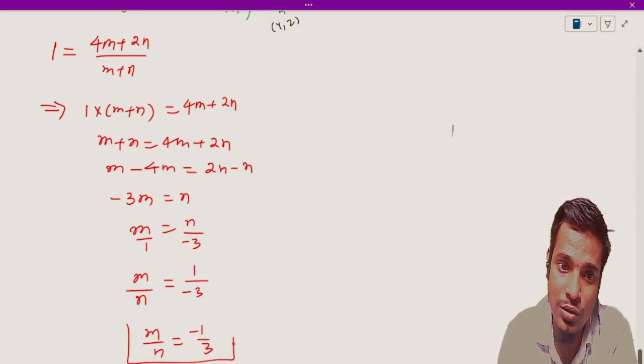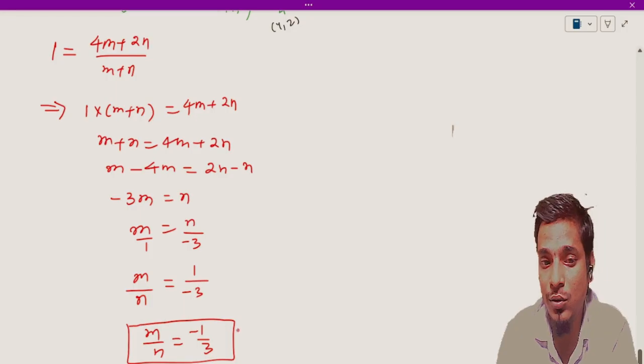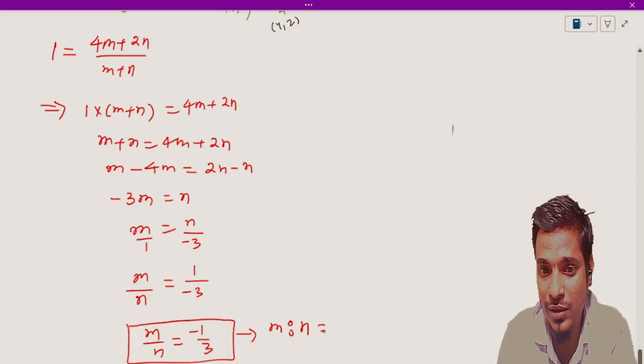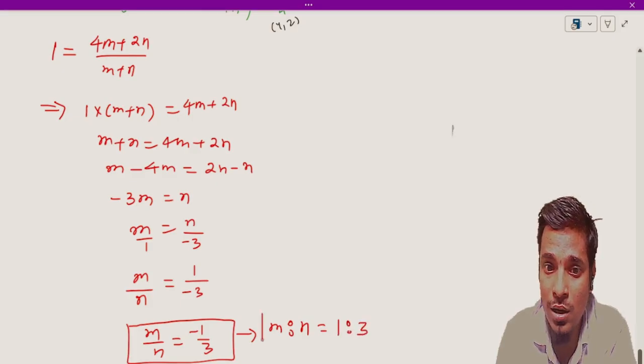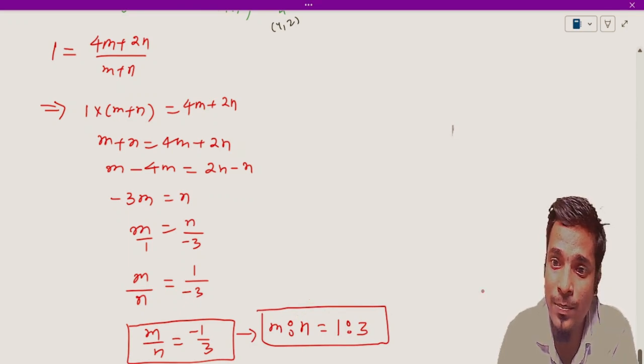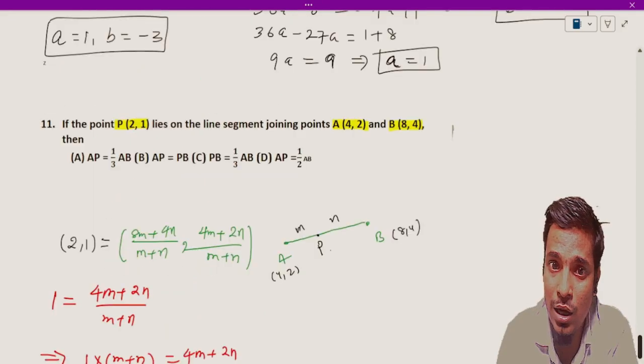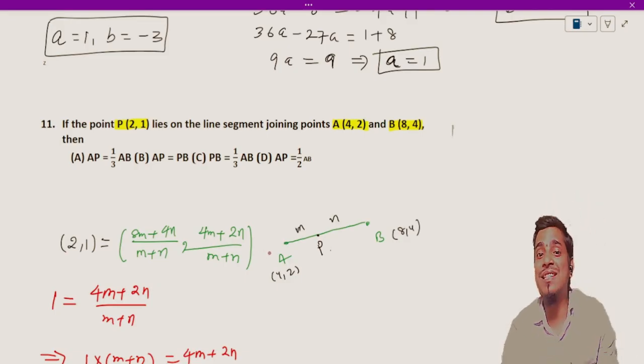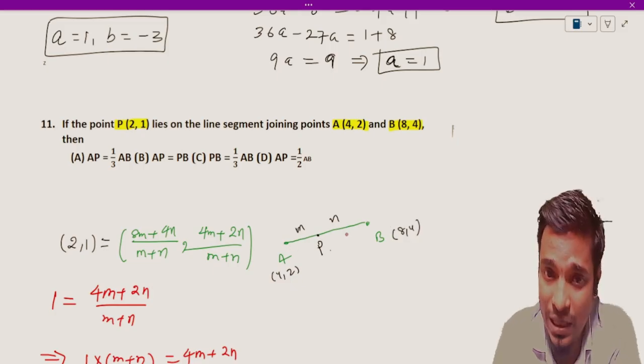As the ratio is coming out negative, and we know a ratio is not negative, it is always positive, this negative ratio 1:3 is indicating the external section formula. It means this point P is not on the line segment AB, but it is outside the line segment, in the extended part of the line segment AB.